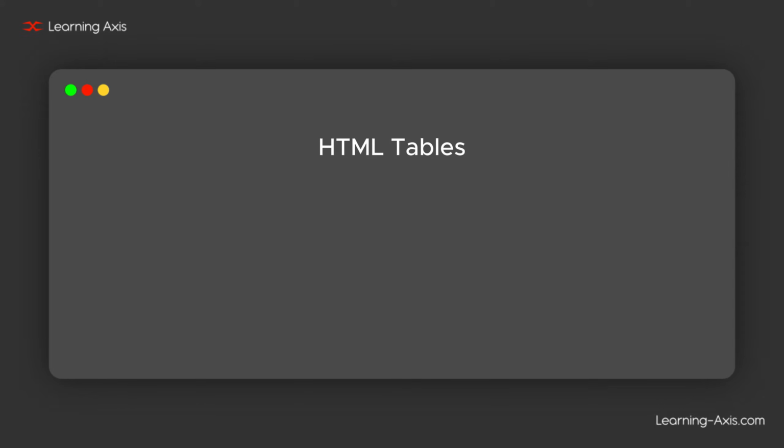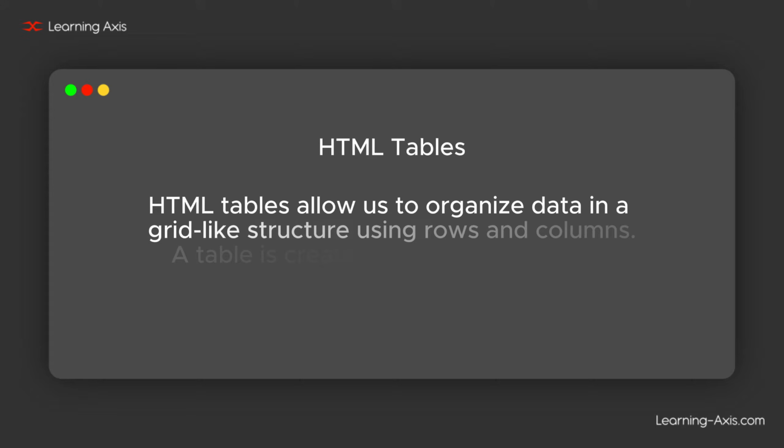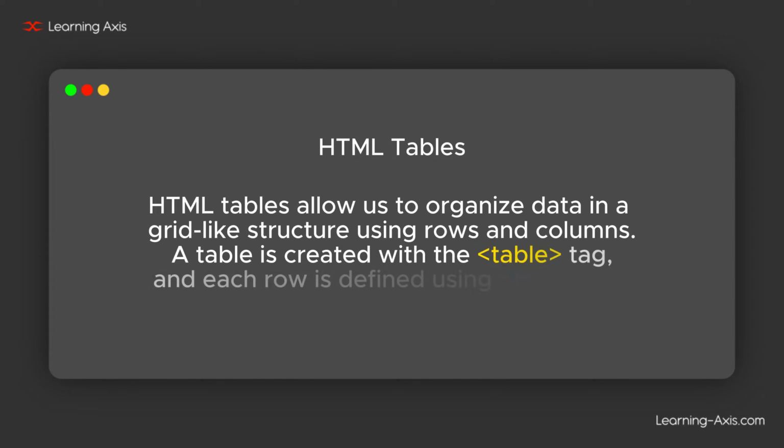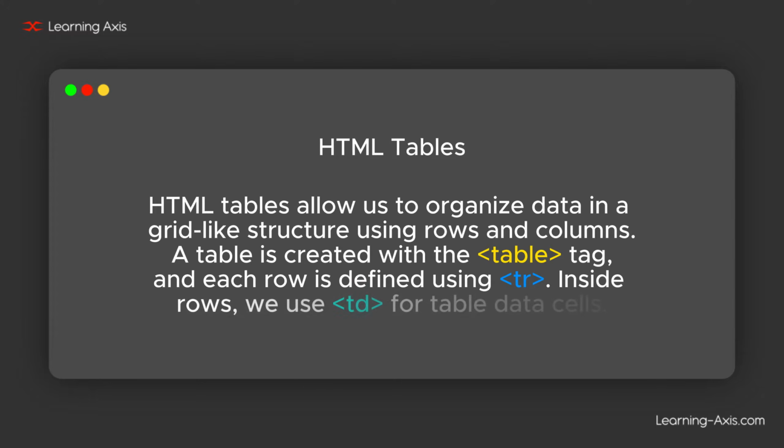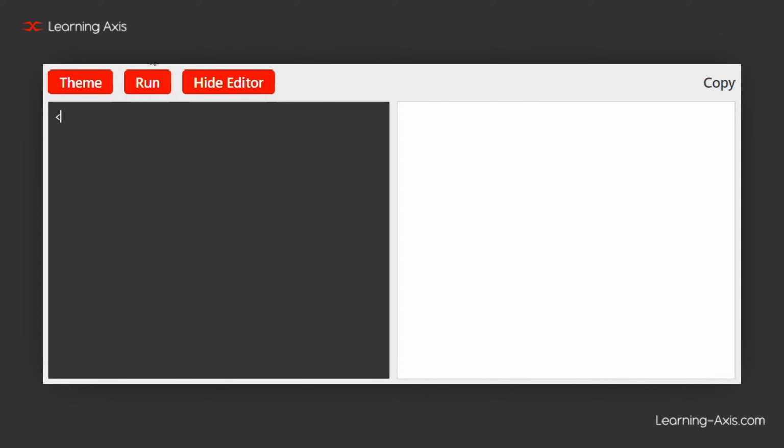In this video, we'll explore HTML tables. HTML tables allow us to organize data in a grid-like structure using rows and columns. A table is created with the table tag, and each row is defined using the tr tag. Inside rows, we use td for table data cells. Let's start with a basic HTML table.